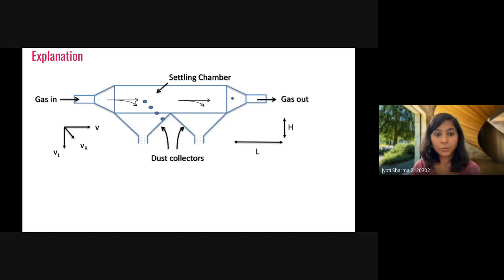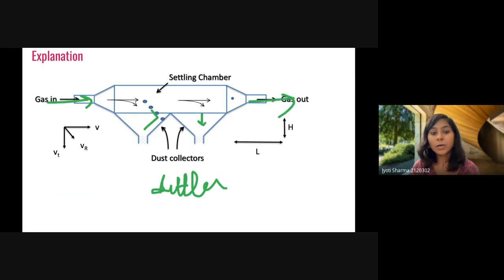I'm going to the next question. Okay, so I just wanted to show you the figure. So this is the figure of your gravity settler. So here the gas will come in. The particulate matter will be deposited here due to gravity, and the gas will go out. So this is your gravity collector.